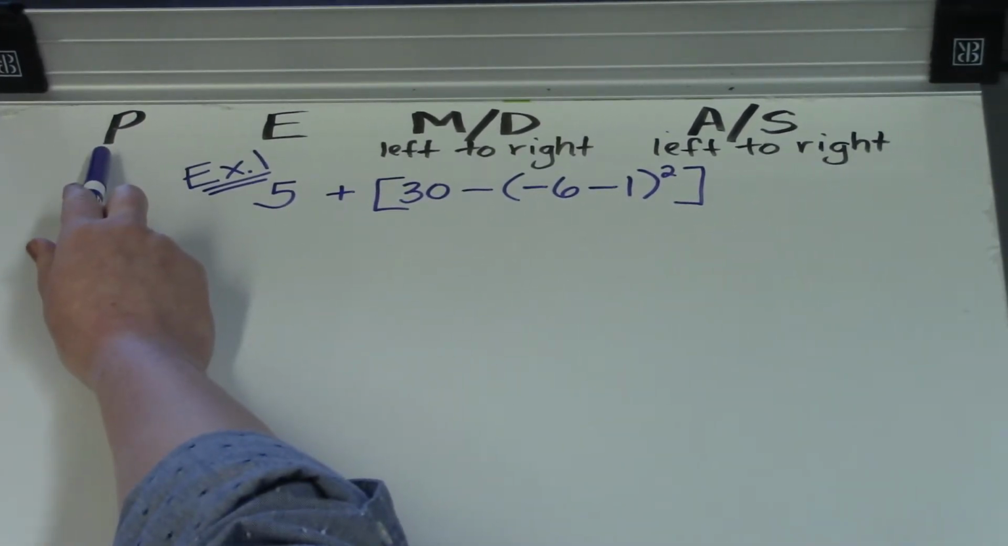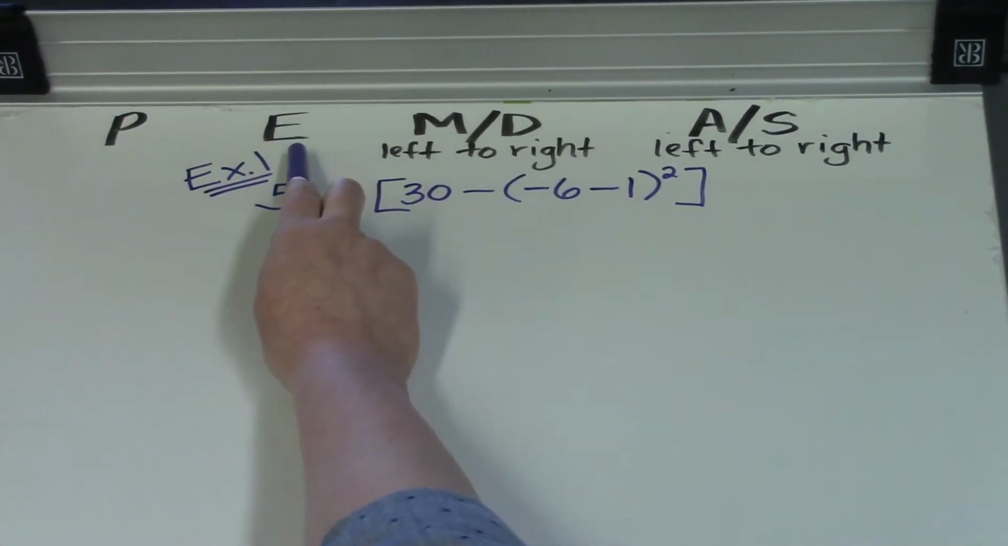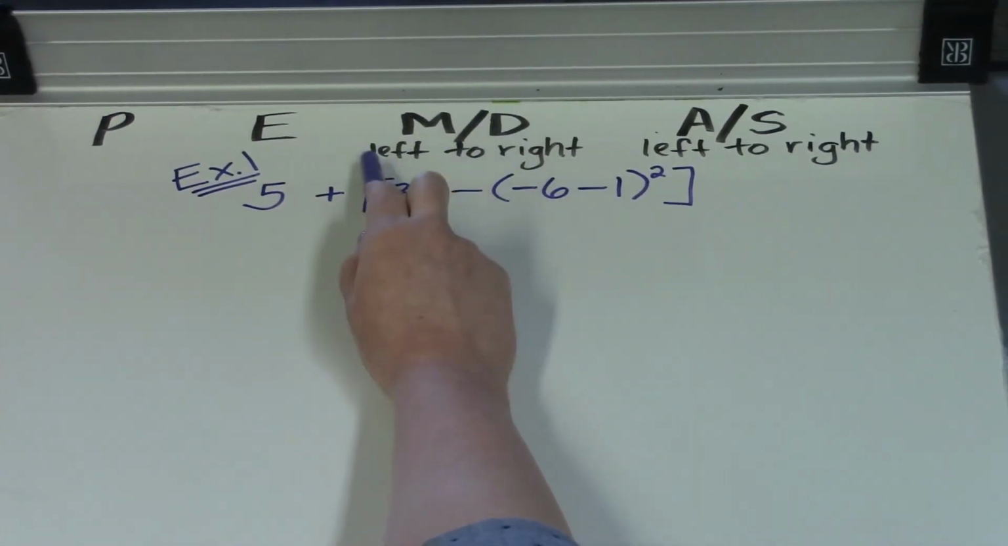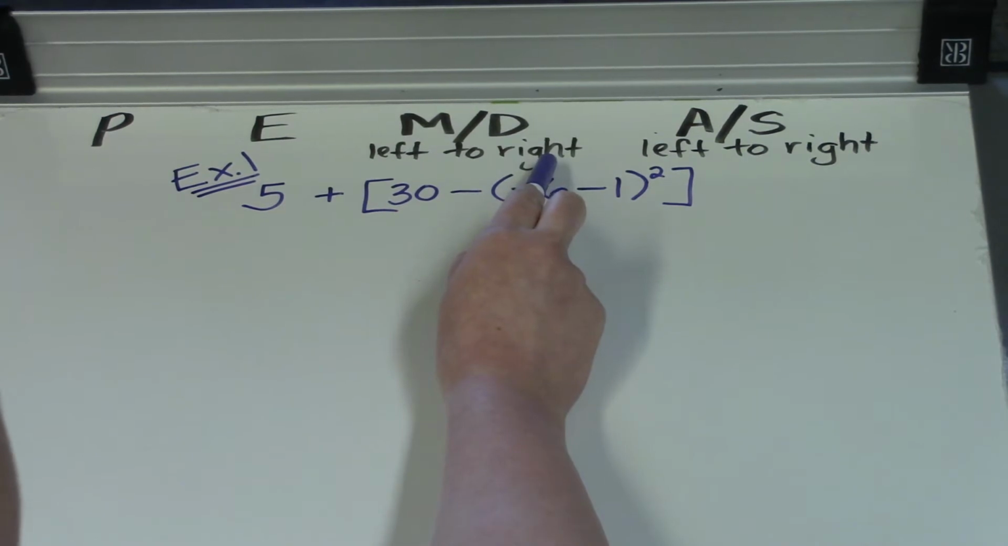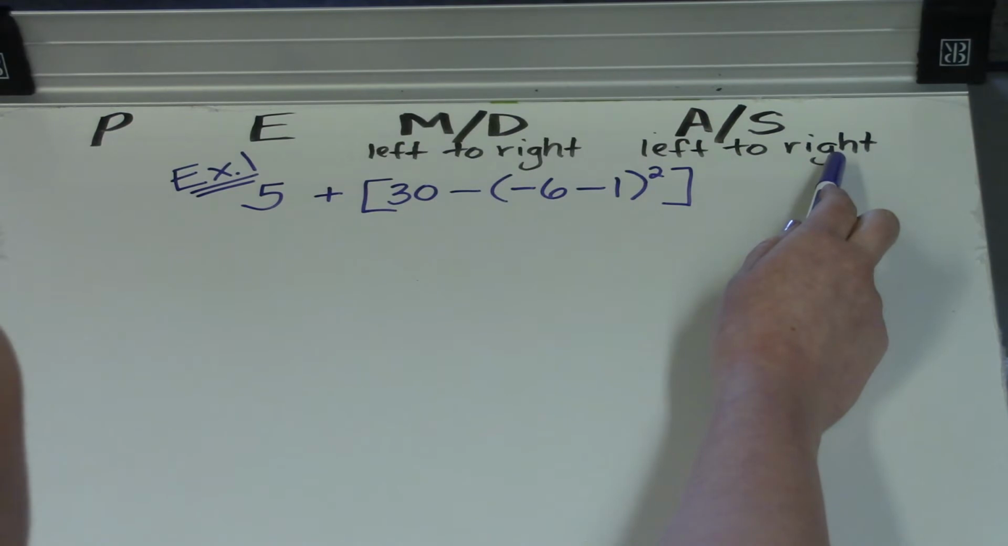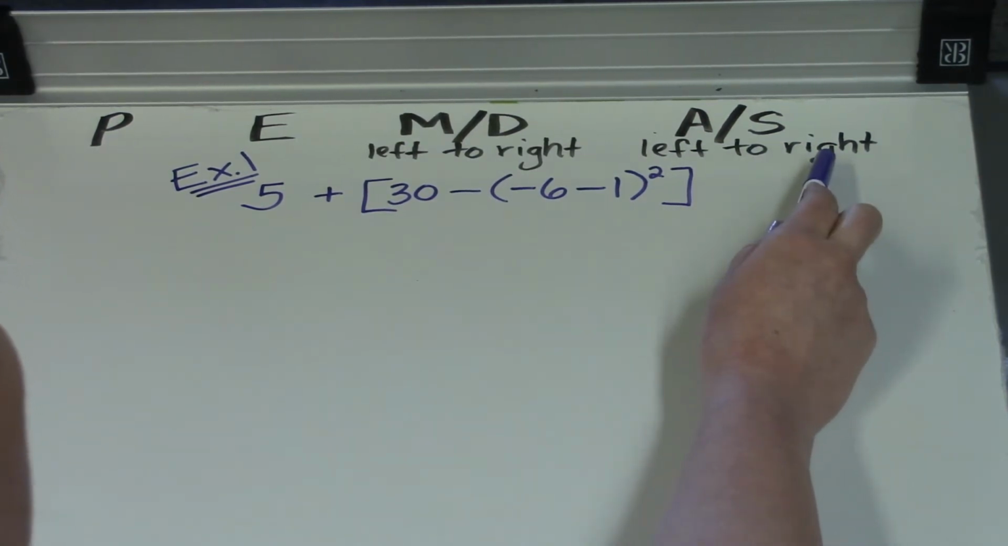The P stands for parentheses, the E stands for exponents. Then remember, you multiply or divide from left to right, whichever operation shows up first. And finally, you add or subtract from left to right, depending on which operation shows up first.